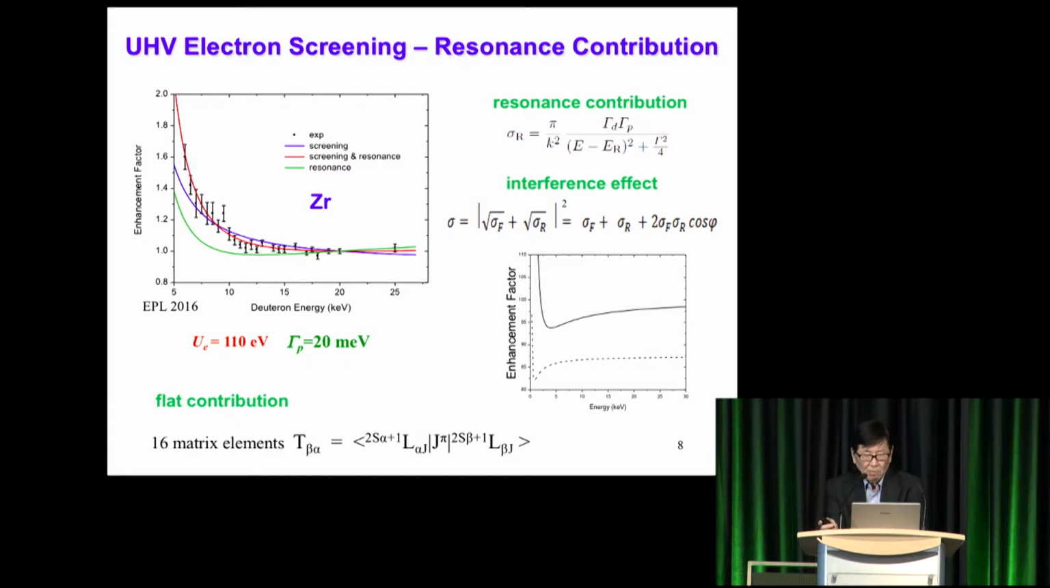Free parameters are the proton width and the screening energy. The phase shift is taken from other experiments. The screening energy of about 100 electron volts is now very close to the theoretical expectations.